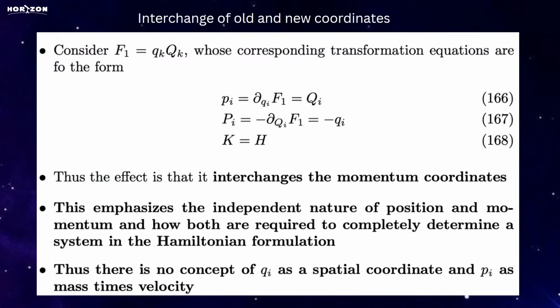Now let's move on to another type of transformation. Here you can clearly see that the initial position coordinates are replaced with the final momentum coordinates, and the initial momentum coordinates are replaced with the final position coordinates. We just exchange the coordinates themselves, and this is defined as an exchange transformation. It is very important to note that there is no concept of Qi being a spatial coordinate and Pi being momentum, mass times velocity. They are just abstract basis vectors in the phase space, which we use to define the Hamiltonian formulation.